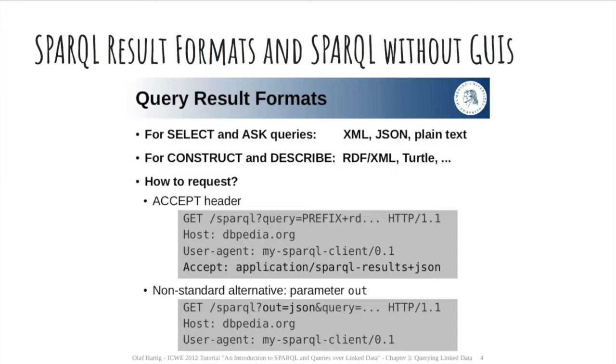I made a screenshot from an Olaf Hartig presentation that outlines nicely what kind of data will come back from particular types of SPARQL queries. SELECT and ASK will return XML, JSON, or plain text, while CONSTRUCT and DESCRIBE return RDF data.